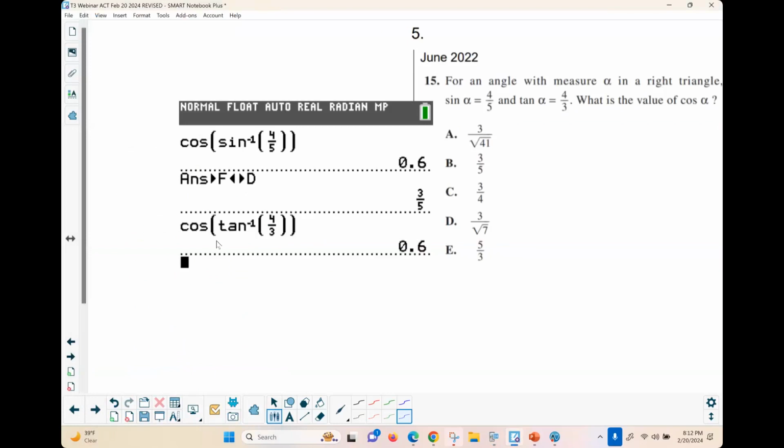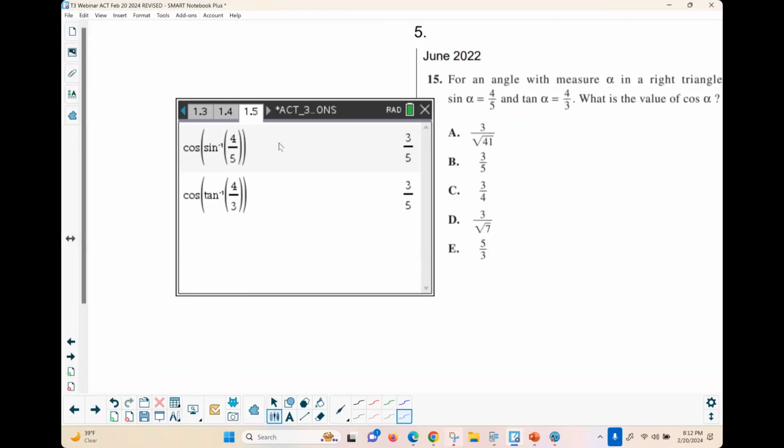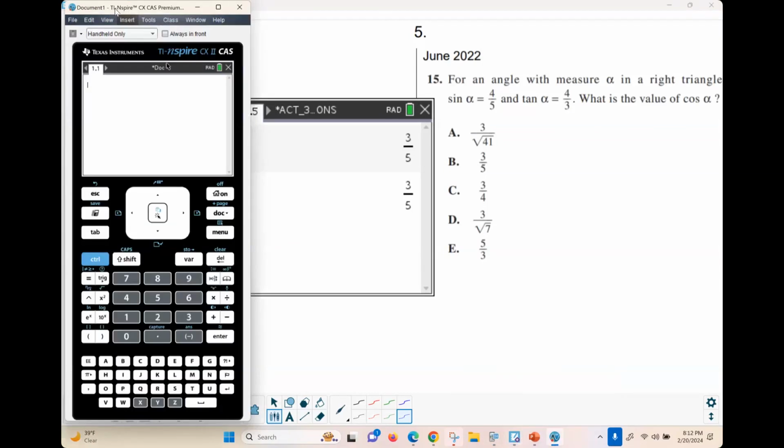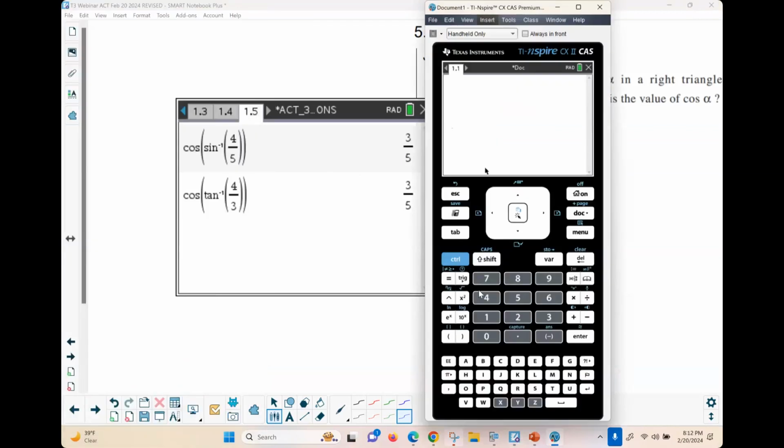So again, you could do it cosine of the inverse tangent, and then on Inspire, in case you're not familiar with Inspire, if I wanted to do the cosine, all of the trig functions, inverse and regular, including the reciprocal functions, are all under the trig button. And so you would just use those buttons to get that.